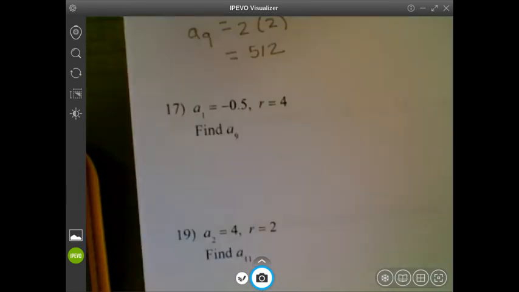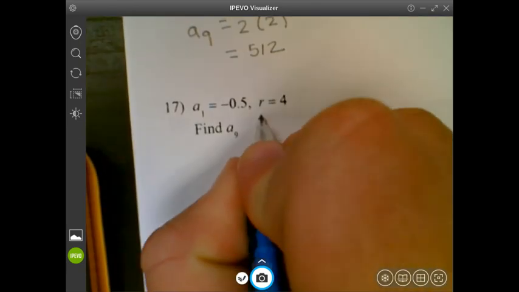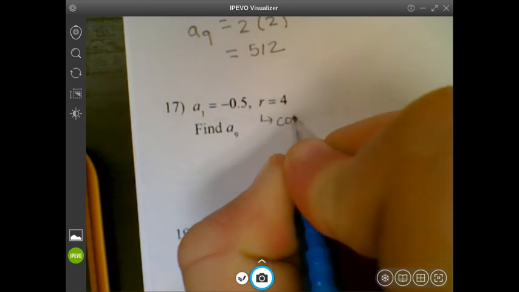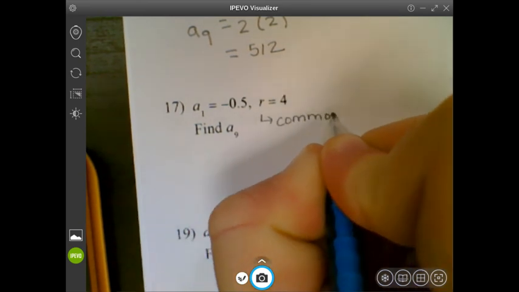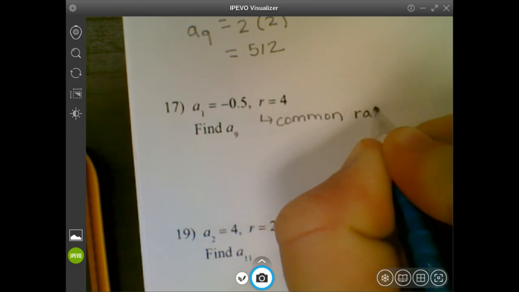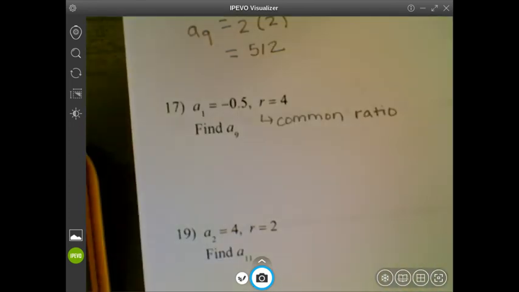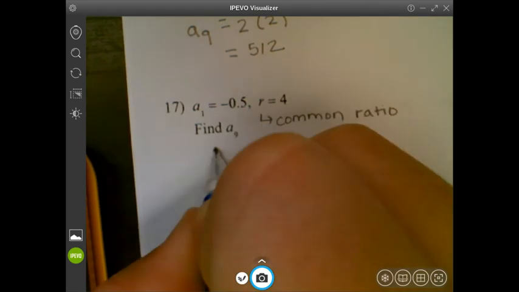All right, here is the next one. First term is negative 0.5. And the r, remember r stands for common ratio, and that's going to tell us what we're multiplying by. And so that common ratio is 4, so we're going to multiply by 4 every time. So let's go ahead and write the equation.